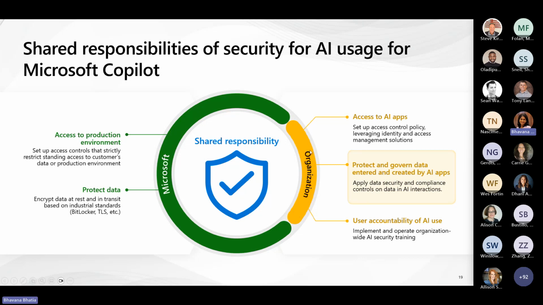On the other hand, organizations also have responsibility to configure the access controls to determine who has access to Copilot and also how to block risky access. Organizations also need to protect and govern the data that is entered into the AI applications and also the data that is created by the AI applications. Lastly, conducting employee training to ensure users are using Copilot in a responsible way is also very important.